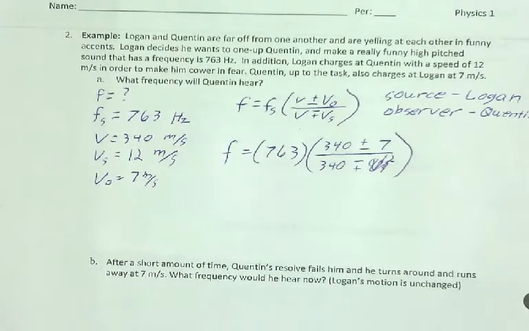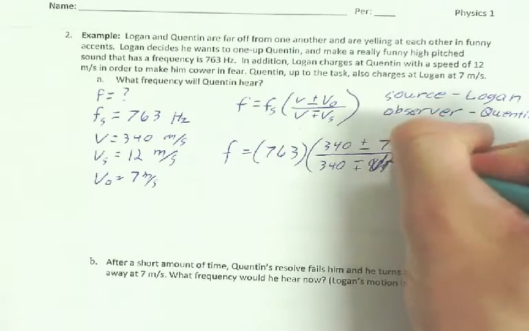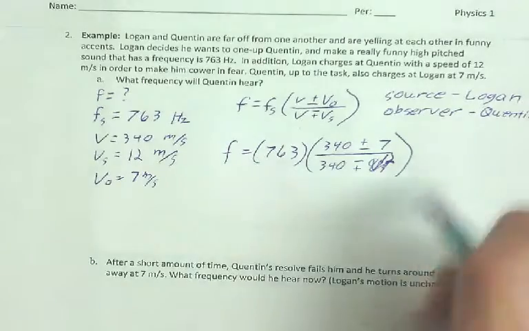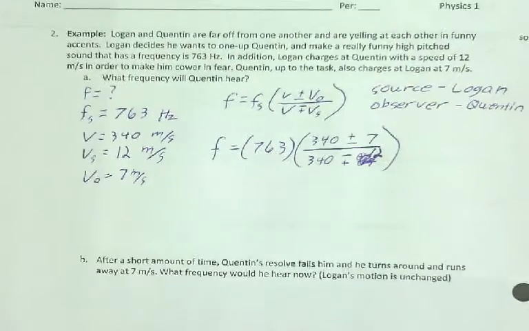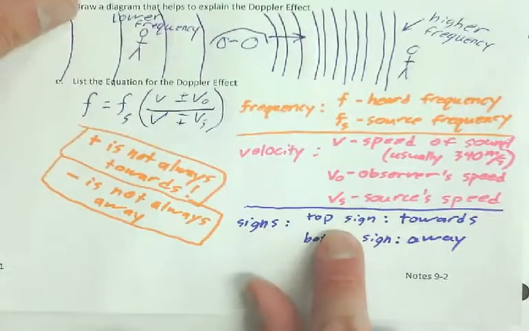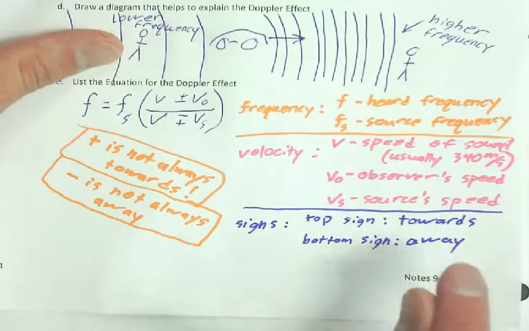So, how do I solve this? Well, the problem is, what's up with this plus, minus, minus, plus business, Mr. B? You said you explained it, and so far you haven't. You just pretended that it's not there. Yeah, I know. So let's actually figure it out. On the front page of the notes, I said that you use the top sign if you're going towards. You use the bottom sign if you're going away.